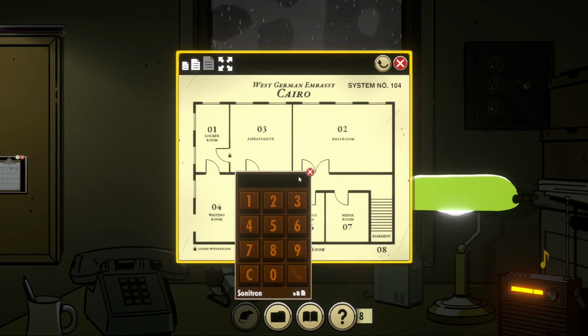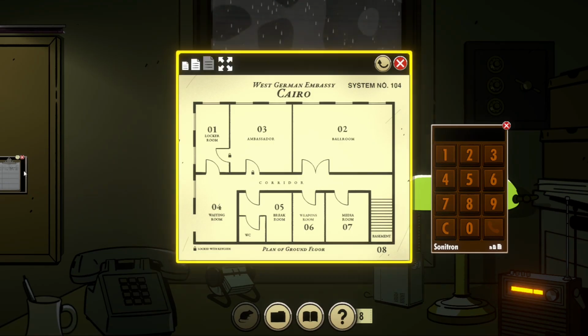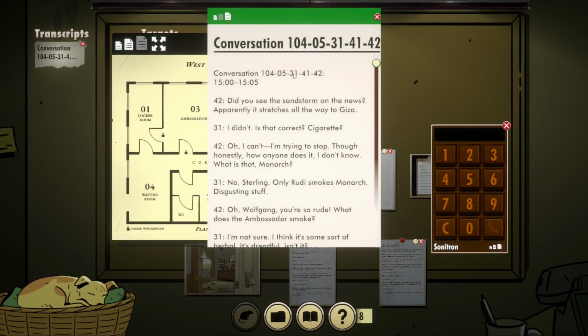Brute force, perhaps? How do we know what these numbers are? It's my question.